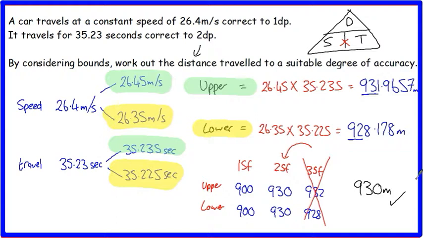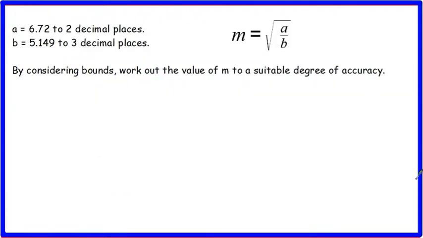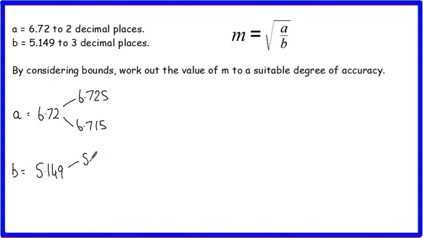So I've got one more example. A is 6.72, 2 decimal places, and B is 5.149, 3 decimal places. By considering bounds, work out the value of n to a suitable degree of accuracy. So you start off the same way. A, 6.72, that's 6.725, 6.715. B, 5.1495, 5.1485.